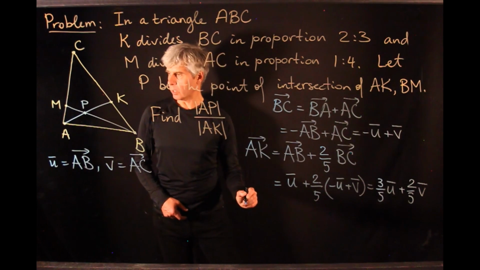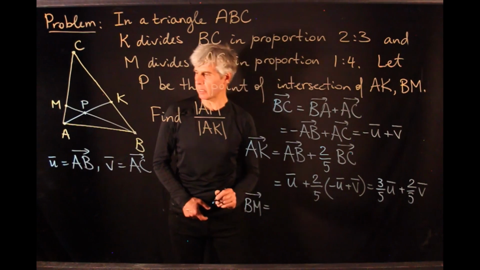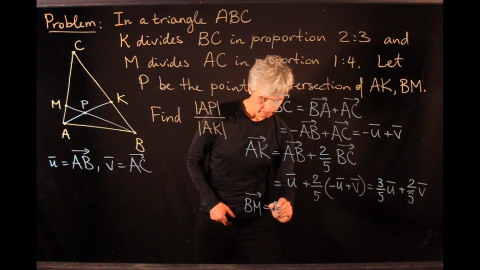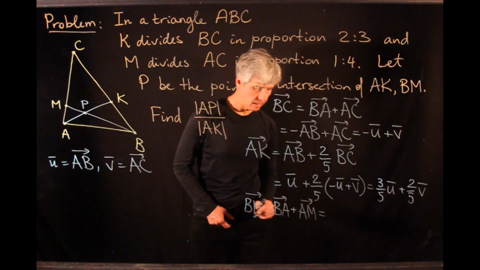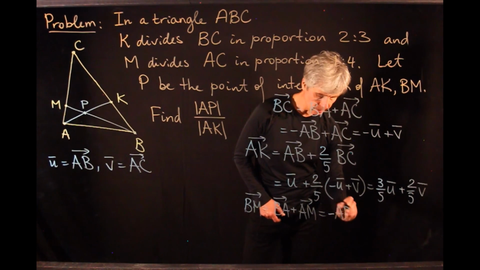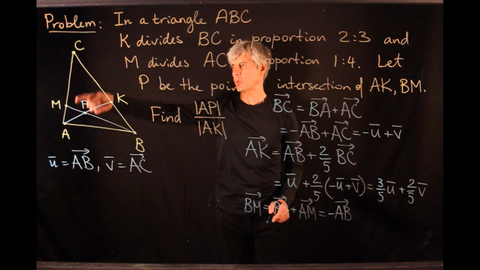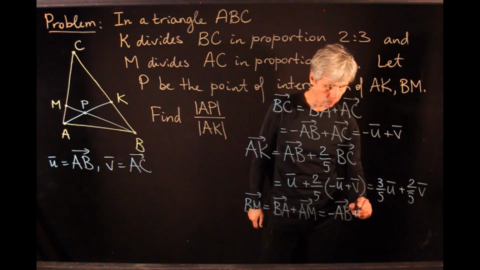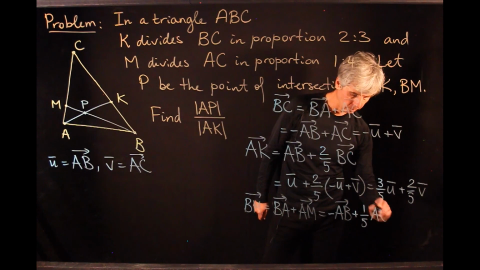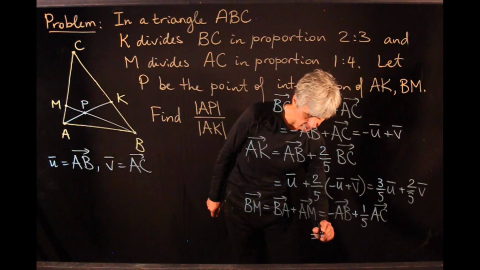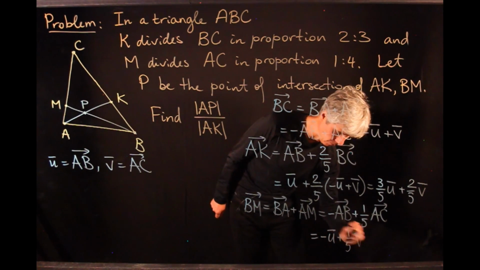And we can write what BM is. BM is equal to BA plus AM. Now, this is equal to negative AB, and AM, so M divides AC in proportion 1 to 4, so this is 1/5 of AC. And so this is negative U plus 1/5 of V.